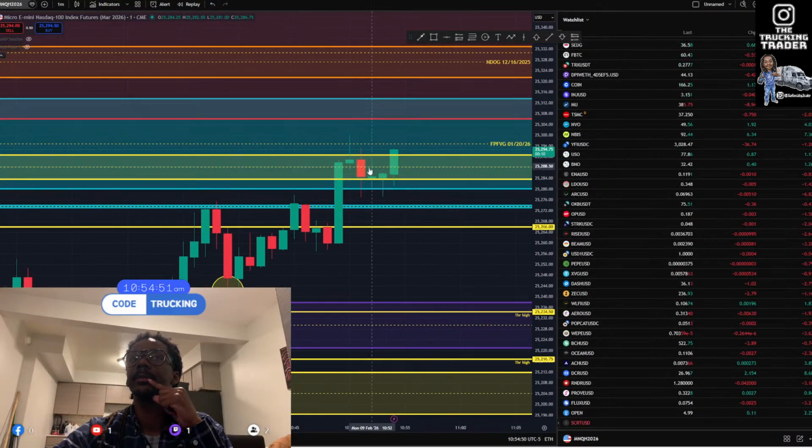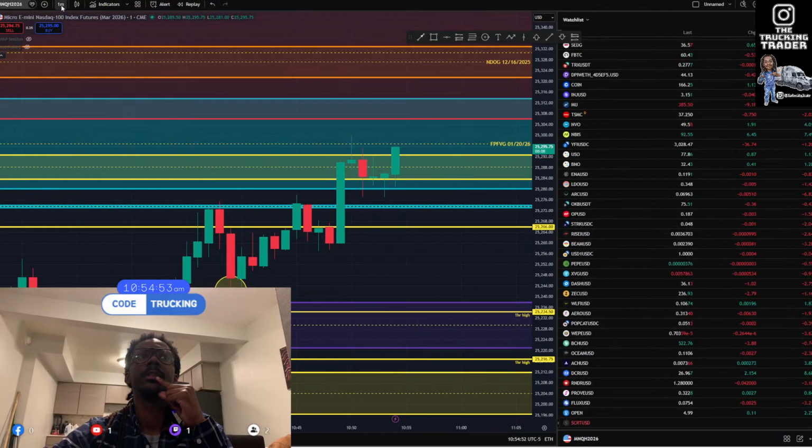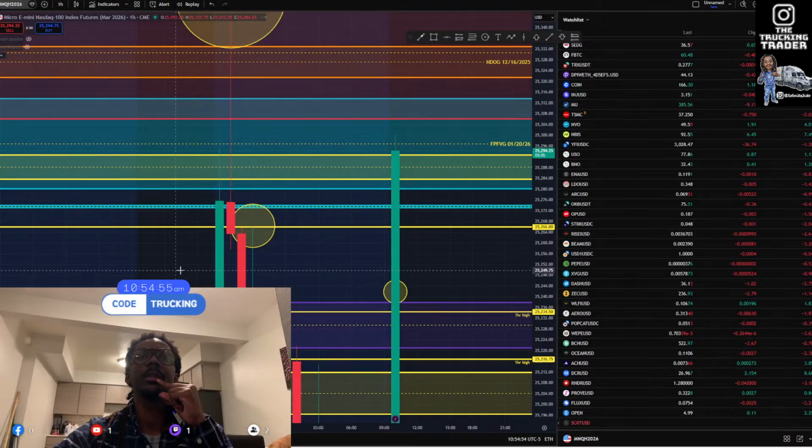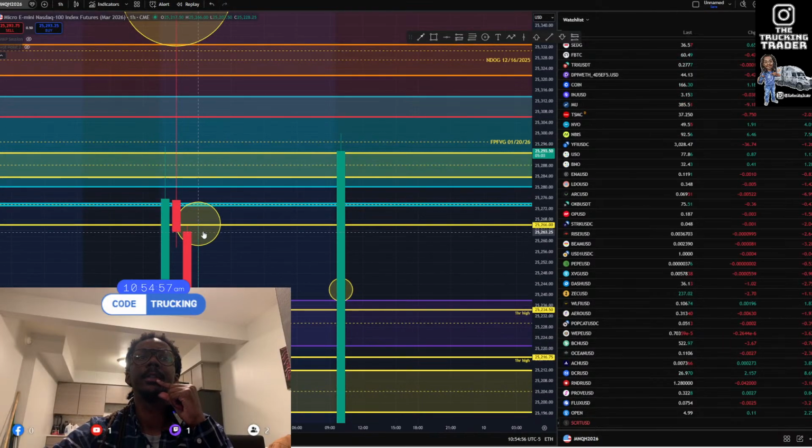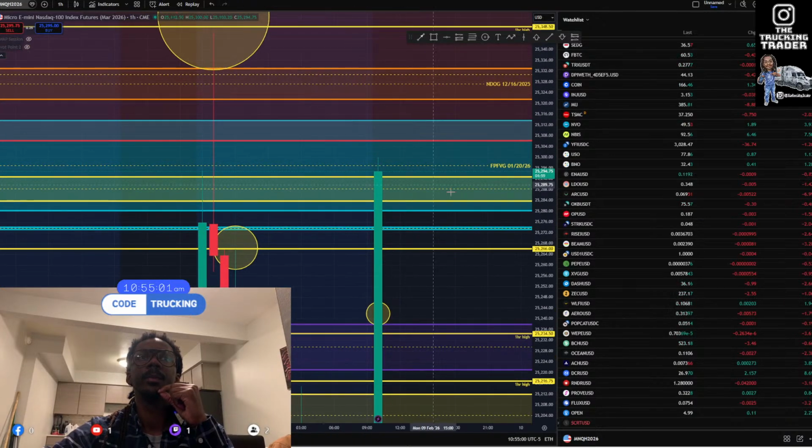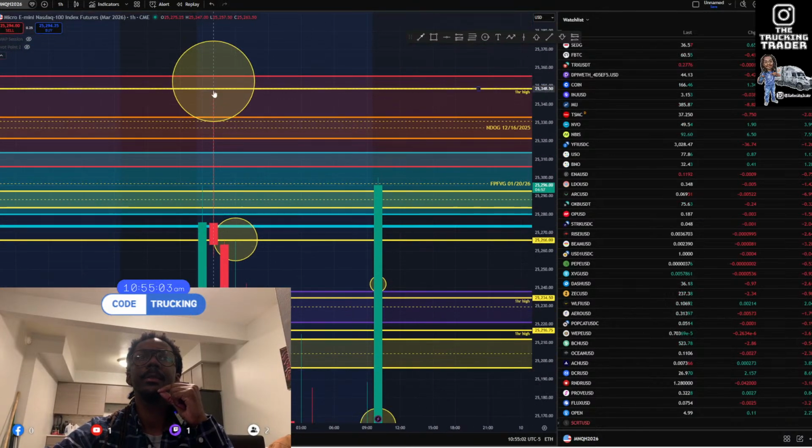All right, so we're just waiting for this 1 hour candle to close above this swing high, right? We want to make sure we can get above this swing high. We're looking at this as a potential target, but we don't know if the market is going to go up there or not.